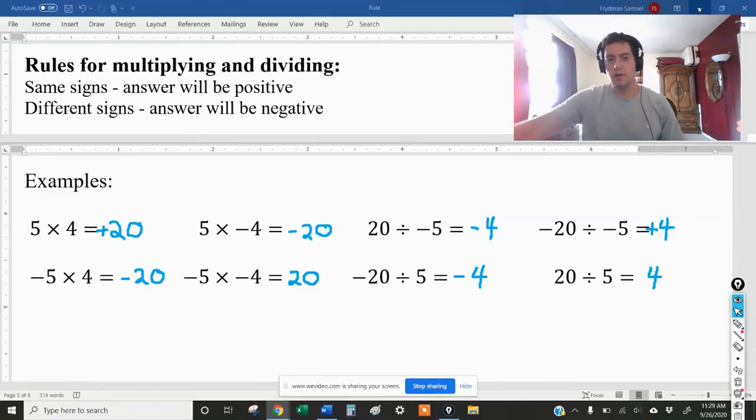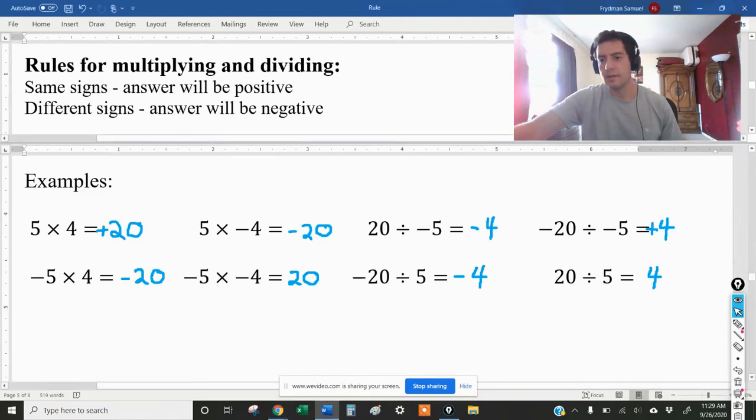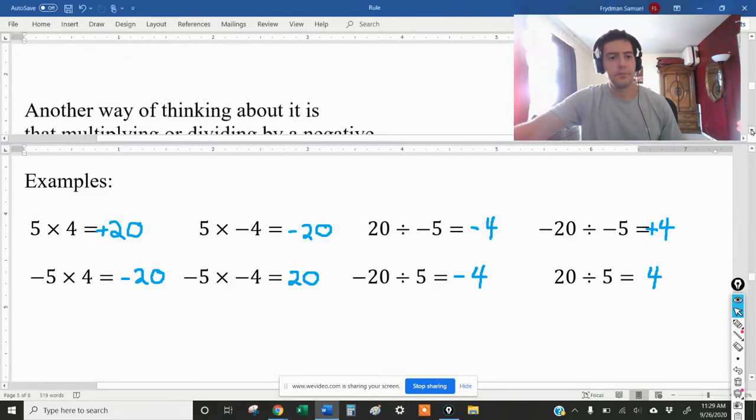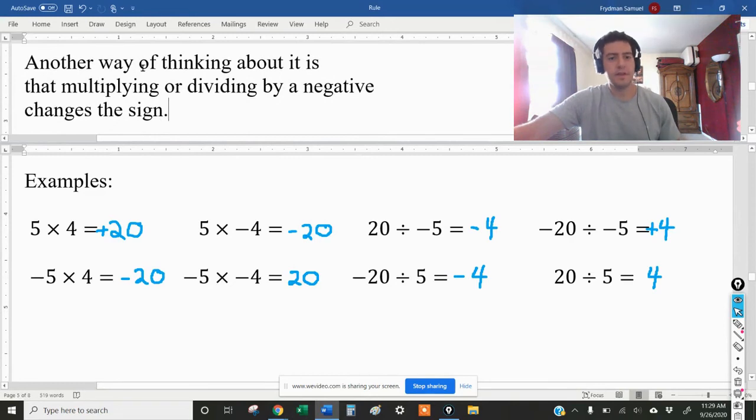Now, there's actually another way of thinking about this. Another way of thinking about it is that multiplying or dividing by a negative changes the sign. So let's go through these again quickly, thinking about it this way. So just remember, if we multiply or divide by a negative, then the sign will change. So for example, if I start with a positive and multiply by another positive, the sign is not going to change. So my original sign was positive, the answer is still going to be positive.